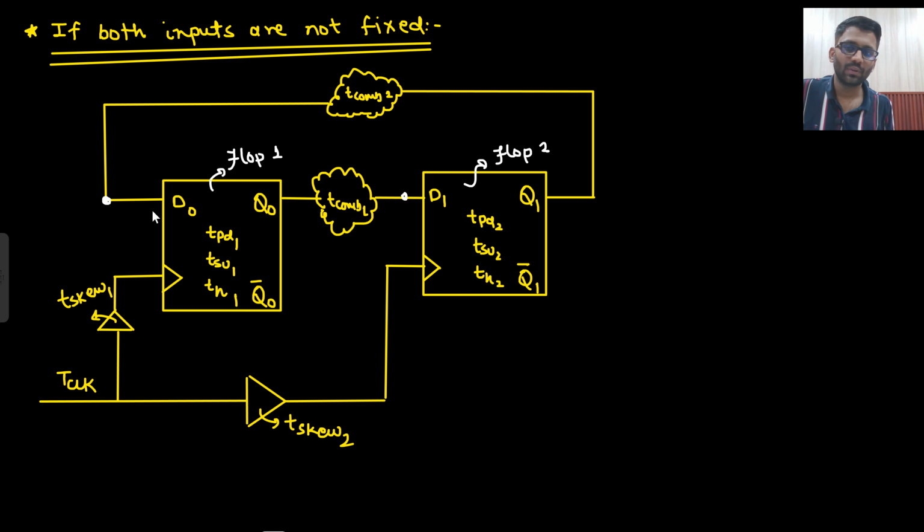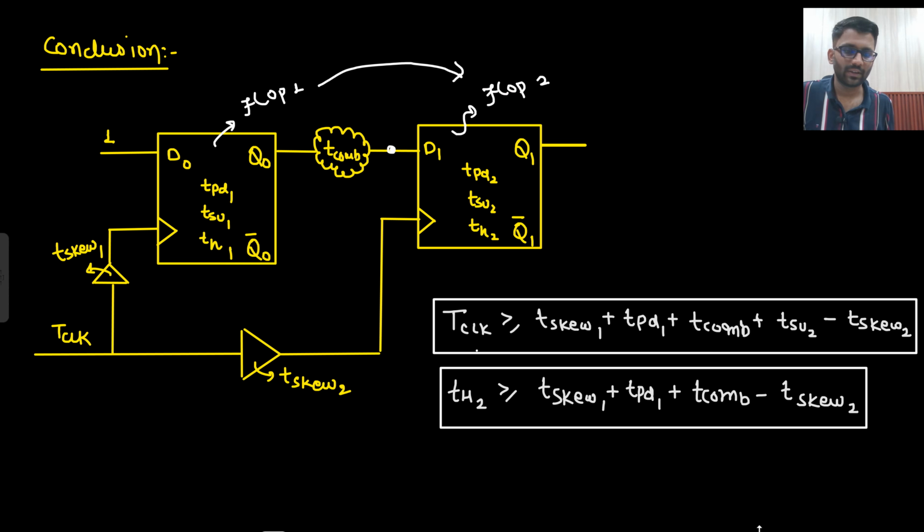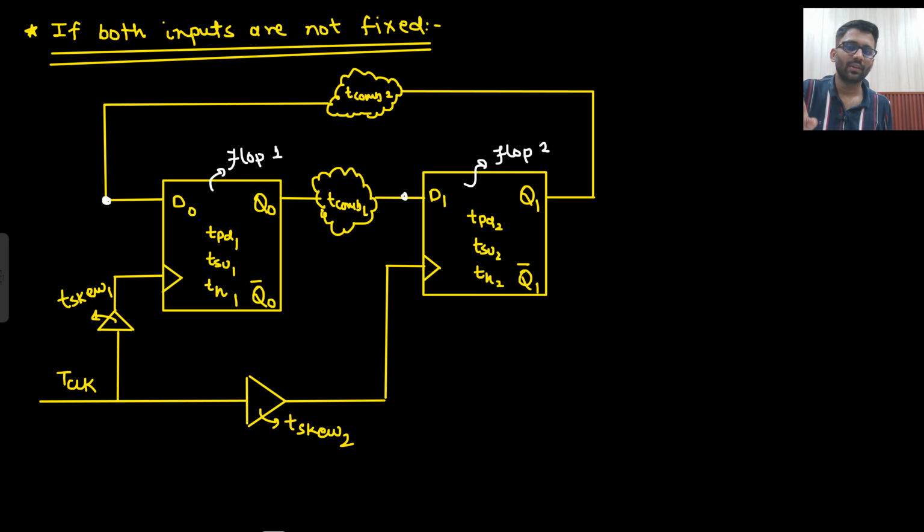So first, if I am going from flop 1 to flop 2, here my data was constant. So I will go from flop 1 to flop 2 and I will assume this is constant. So if I am going from flop 1 to flop 2, this is the first condition, then the data, or I should write input, at flop 1 is constant.